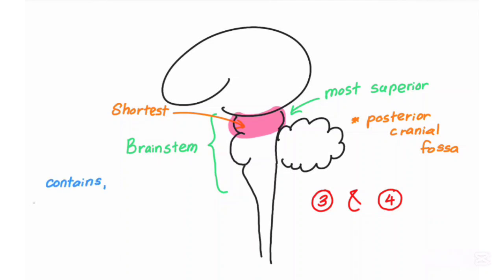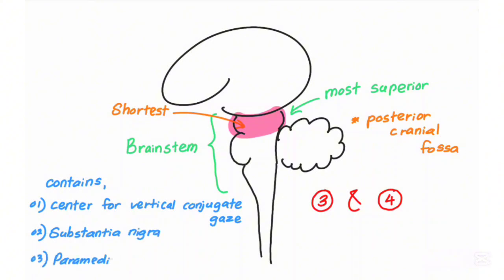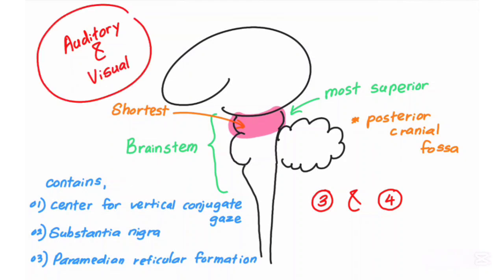Apart from that, it contains the center for vertical conjugate gaze, substantia nigra, and paramedian reticular formation. And also this mediates the auditory and visual reflexes. First we will talk about the ventral surface.